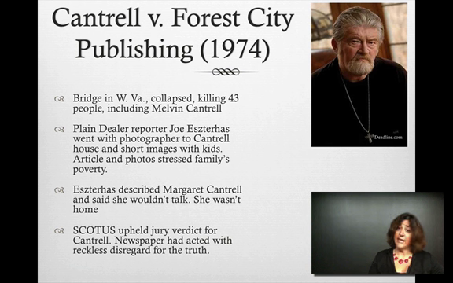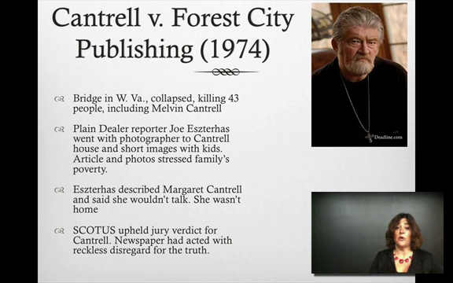Now, that was not the case in this particular case, Cantrell versus Forest City Publishing. The picture that we have here is Joe Eszterhas. You may recognize his name. He was actually the screenwriter on movies like Basic Instinct. But before he did that, he was a reporter for the Cleveland Plain Dealer, and he reported on a bridge collapse that killed someone, including this gentleman, Melvin Cantrell.